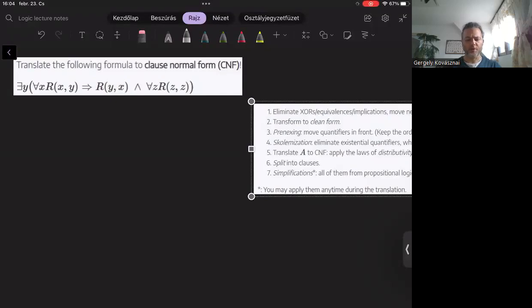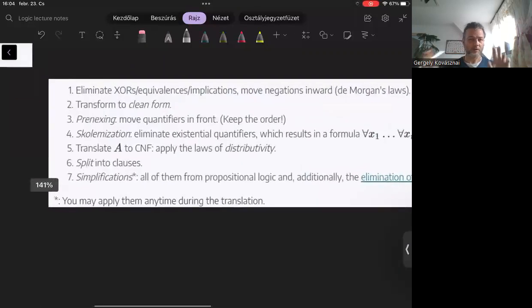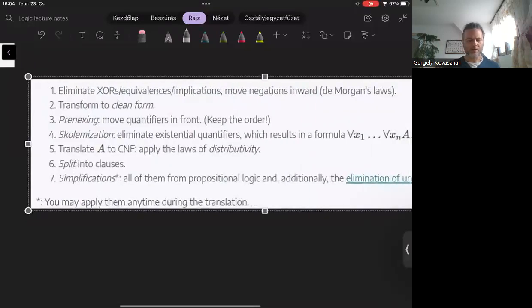You can see a formula now which we already translated to CNF in one of our previous exercises. Now we want to do the same, but this time we want to use the optimized algorithm for that. Here you can see this so-called optimized algorithm. It consists of specific steps. So for instance, in the first place, we have to try to eliminate all the XORs and equivalences and implications and so on. So let's run this algorithm.